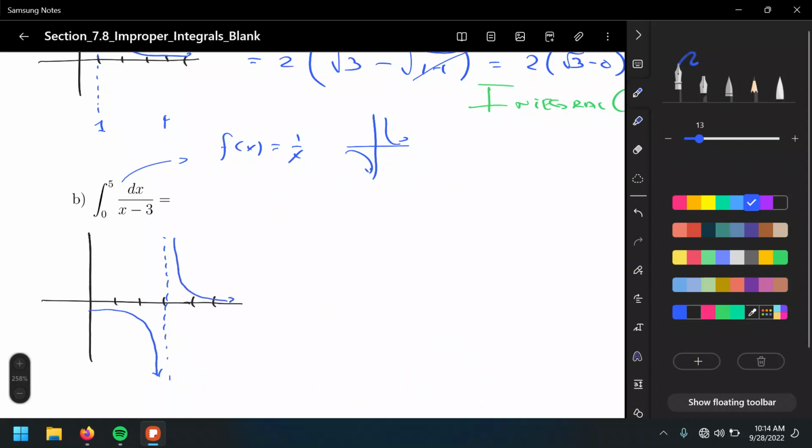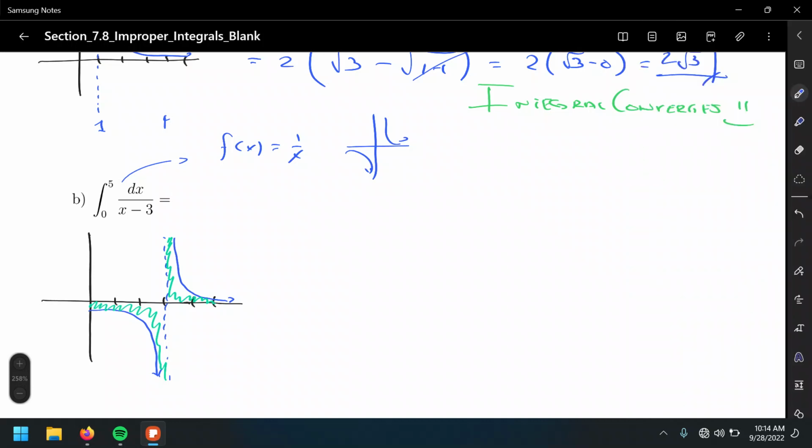So ultimately, what do we want? We want the integral, or the area under the curve, from 0 to 5. We want that shaded area. So this integral, however, we will have to split into two integrals. And the reason for this is because of the discontinuity in between.